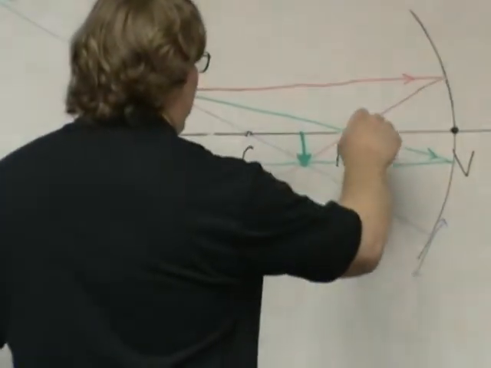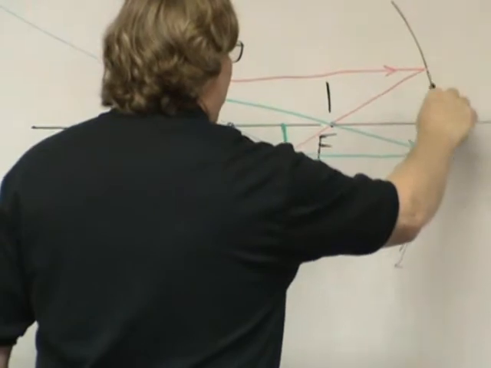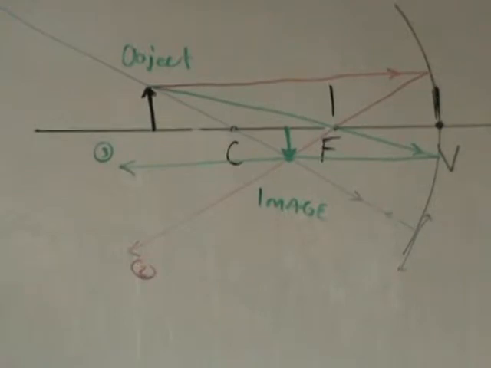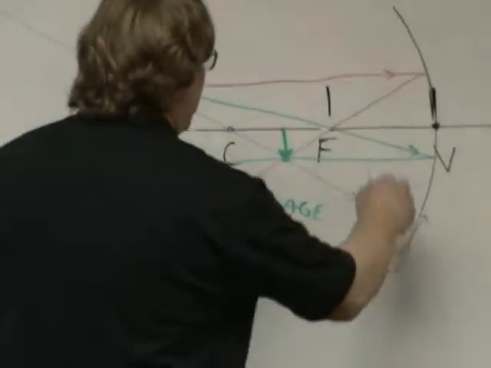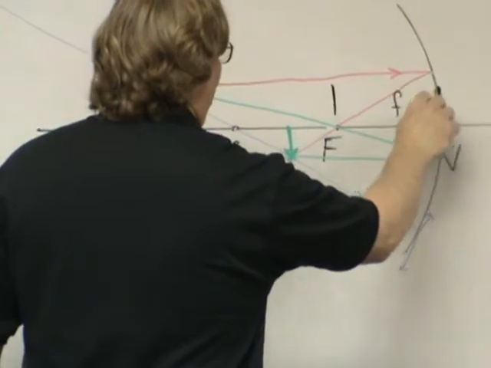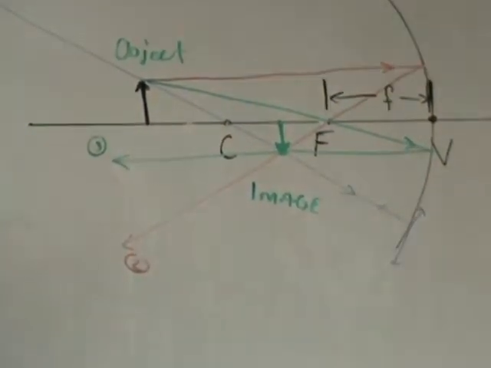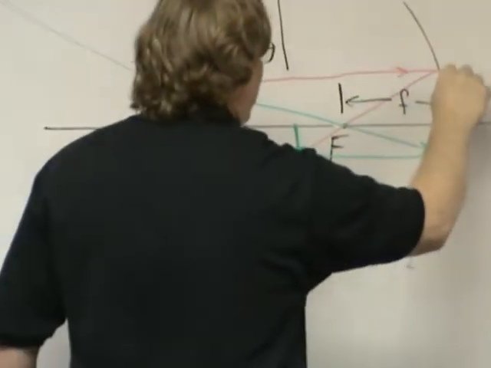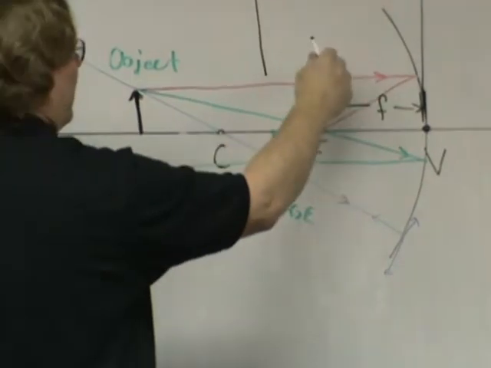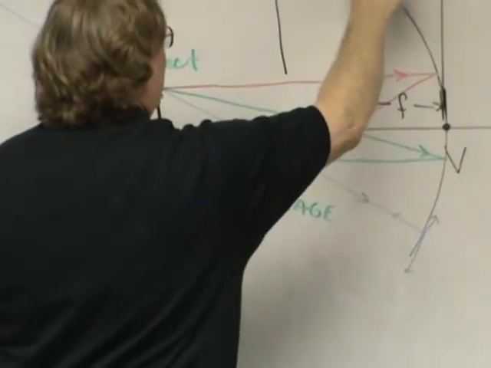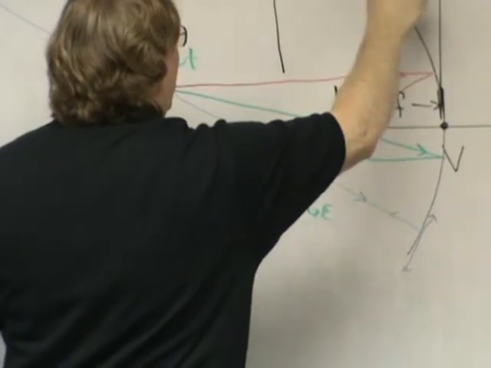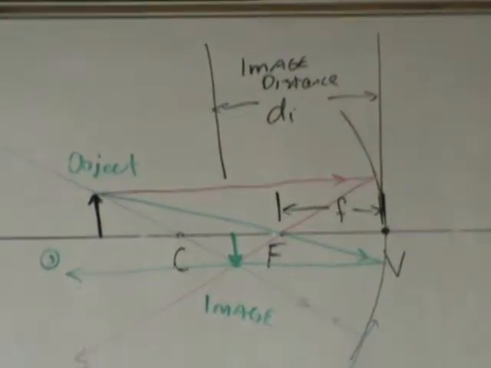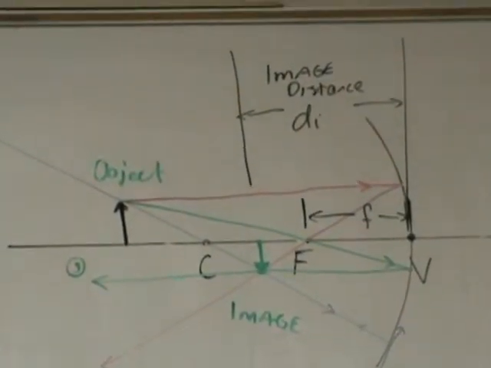So for example, the distance from the focus to the vertex, do you remember what we call that distance? Yeah, focal length. This is the focal length, and they call it a small letter f for short. The distance from the image to the vertex gets a special name. That's called the image distance, and it's d sub I for short.